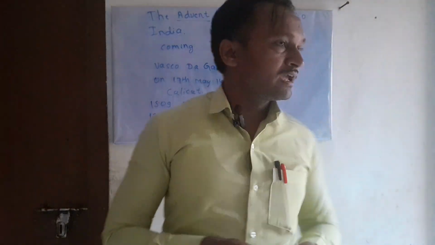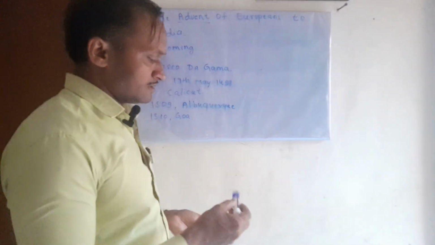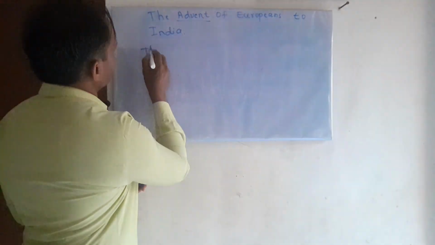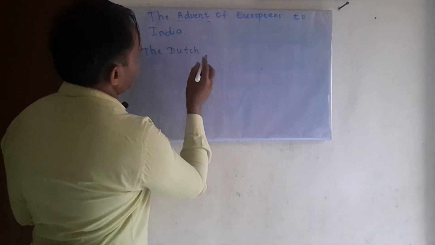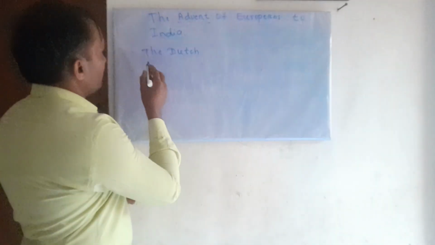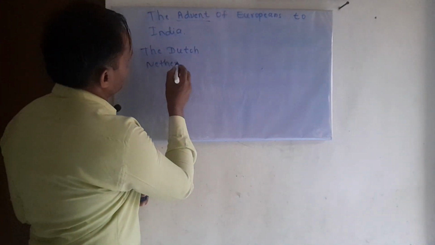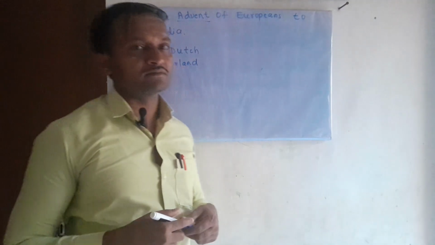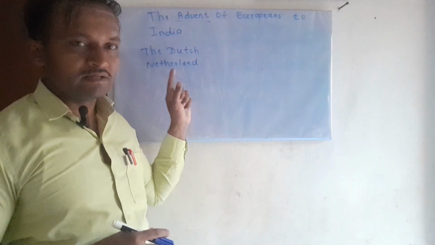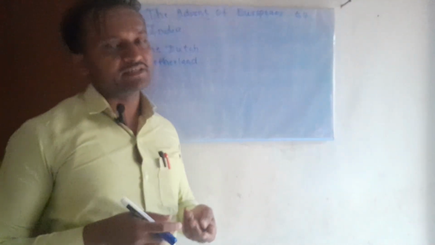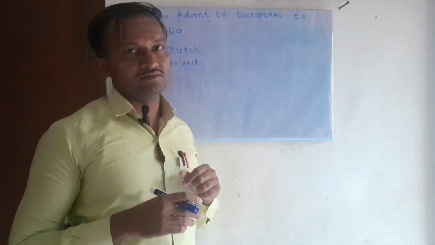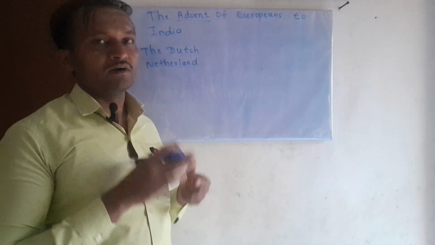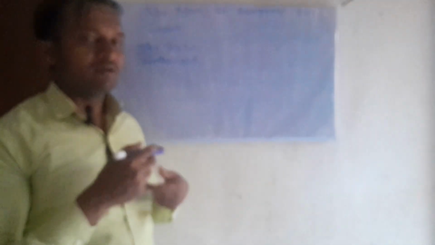Then came the Dutch. Second one, the Dutch. The Dutch were from Netherlands, a country in the Europe continent. They came from Netherlands, so they are called Dutch. They also came and established many trade centers. Ultimately, they fought with the British in wars. They were defeated and reduced to a lower position, and then they left India.